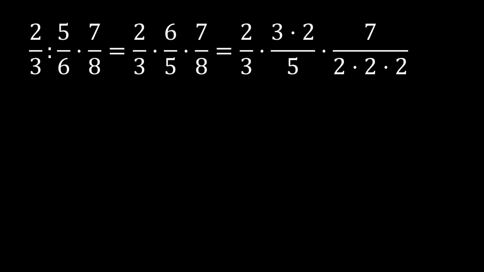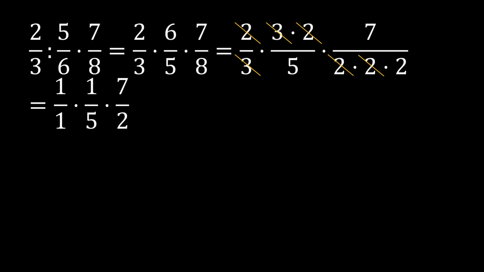We can cancel the 3 in the first denominator with the 3 in the second numerator. We can cancel one 2 from the first fraction's numerator with one 2 from the last fraction's denominator. And we can also cancel another 2 from the second numerator with a second 2 from the last denominator. After canceling, we're left with 1 over 1 times 1 over 5 times 7 over 2. So the final result is 7/10.